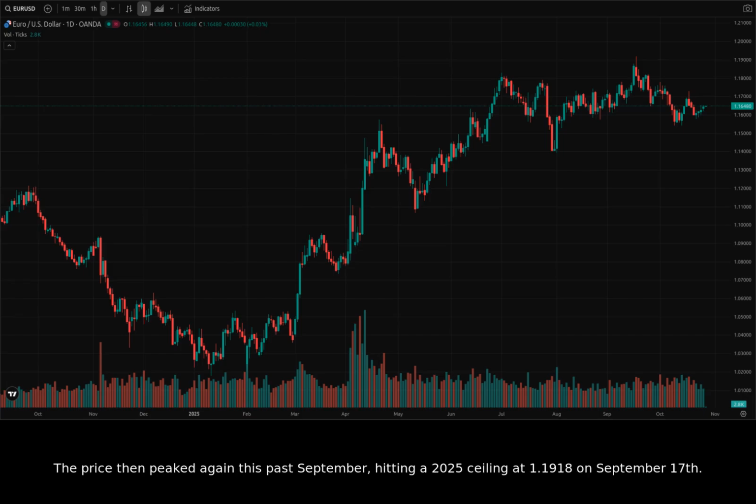The price then peaked again this past September, hitting a 2025 ceiling at 1.1918 on September 17th. Following that peak, we've seen a sharp sell-off throughout late September and into October. This brings us to our first key support level, which was established at the October low of 1.1542. This 1.1542 level was tested on both October 9th and 14th and has held firm so far. Conversely, the September high of 1.1918 now acts as our most significant long-term resistance.